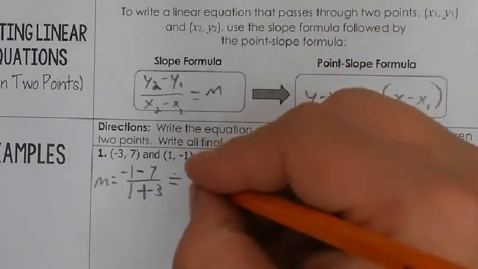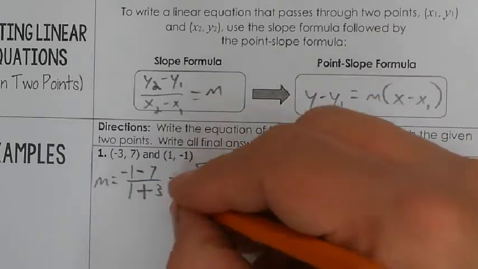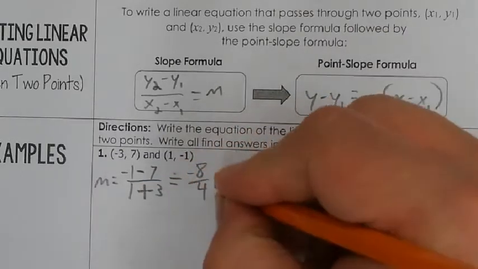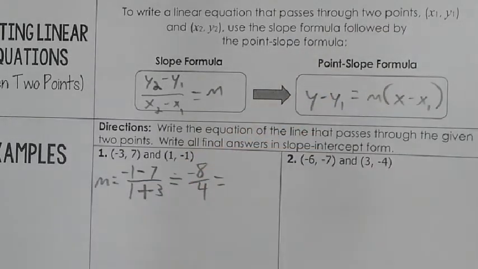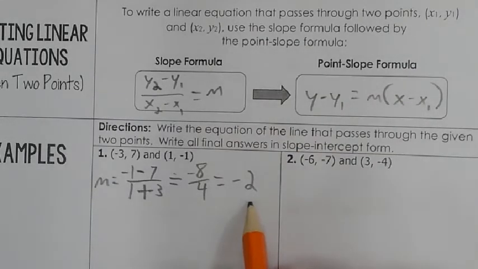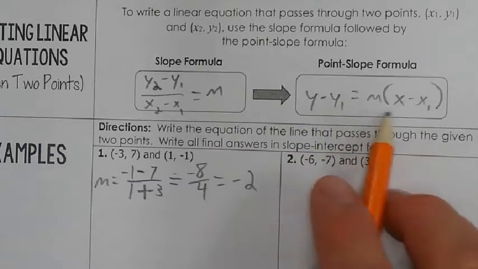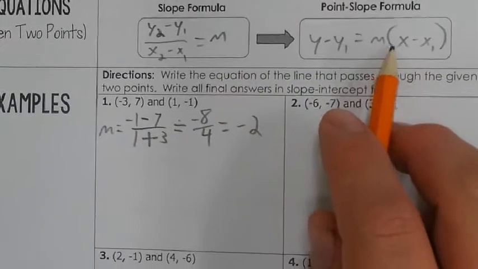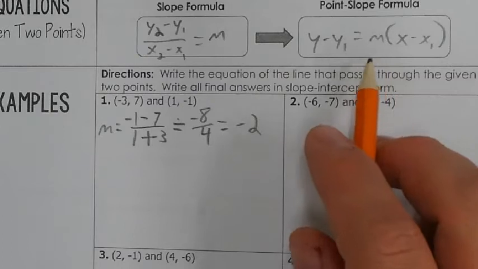So we had negative 1 minus 7, that'd be negative 8. 1 plus 3 is 4. And then what's negative 8 divided by 4? Negative 2. So now we have our slope. So now we have to convert it to this formula. So this requires a lot of work. This is gonna take a while.